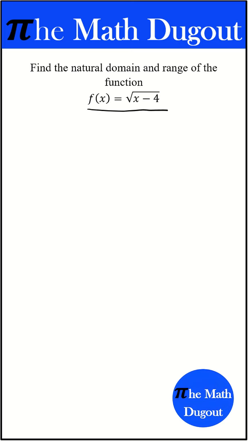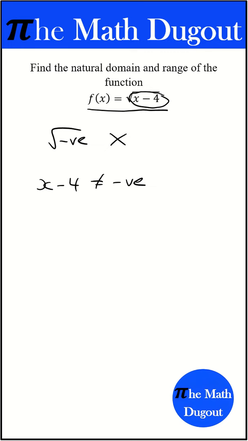the things that I can put into my function, well, I cannot take the square root of a negative number. I could take the square root of 0 or the square root of 16 or the square root of 20 or something like that, but I can't take the square root of negative 20. There's no number that multiplies by itself to give me a negative number. So the bit that I take the square root of, namely this x minus 4 piece, cannot be a negative number.